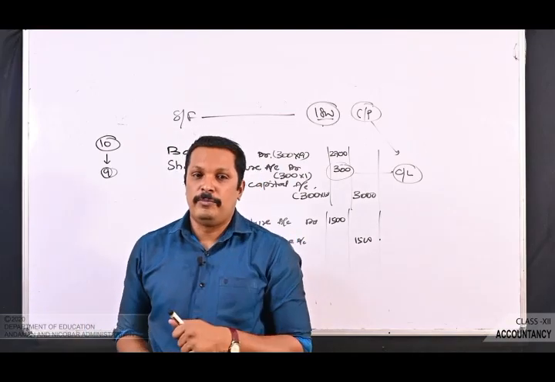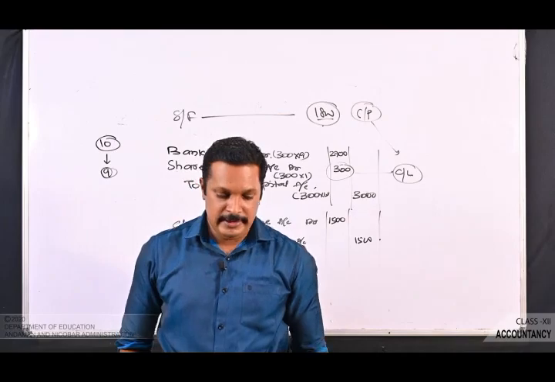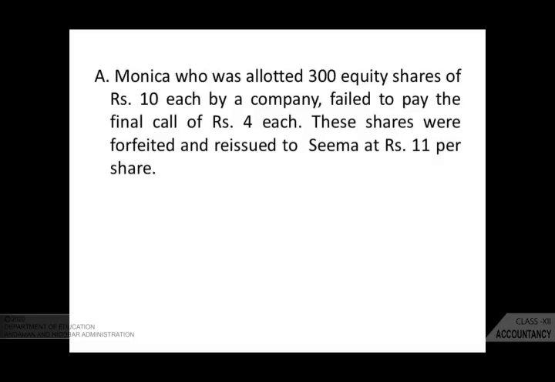Let's solve one more problem. Right? I read the question here. Monica, who was allotted 300 equity shares of rupees 10 each by a company, failed to pay the final call of rupees 4 each. These shares were forfeited and reissued at rupees 11 per share. This is also the same problem. You have to just prepare the forfeiture entry, after that the reissue entry, and then the third entry. Let's solve the same problem.